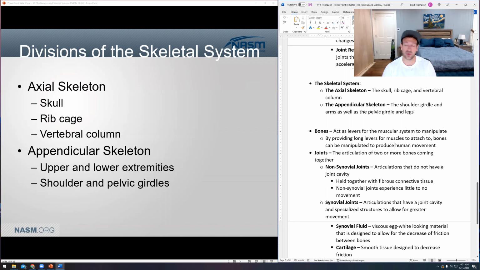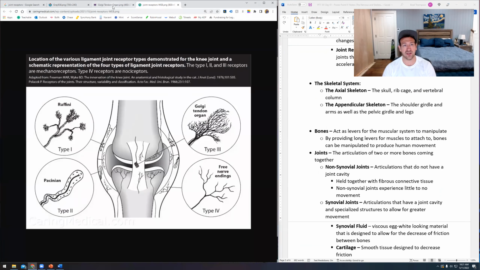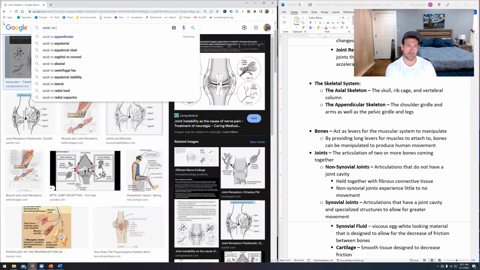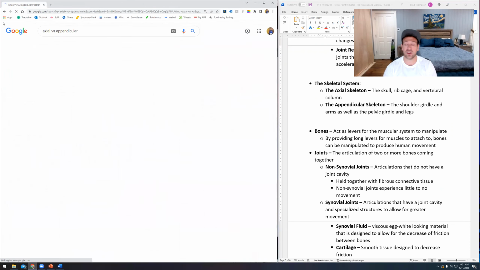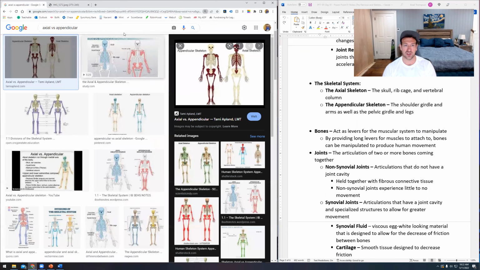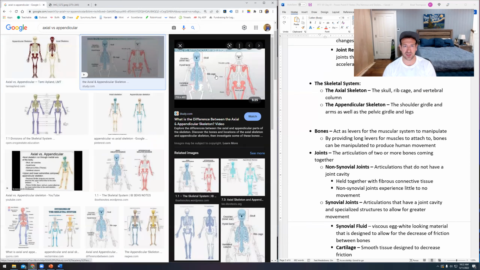So we're going to divide our skeletal system into two primary divisions. We are going to have our axial skeleton, and we are going to have our appendicular skeleton. So the axial skeleton is actually protecting your central nervous system. So this is going to be, man, can I get an unpixelated picture here, please?